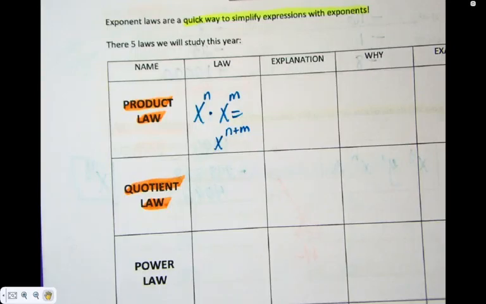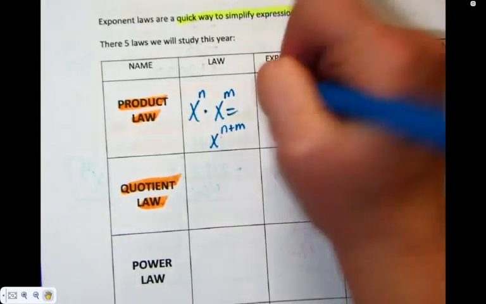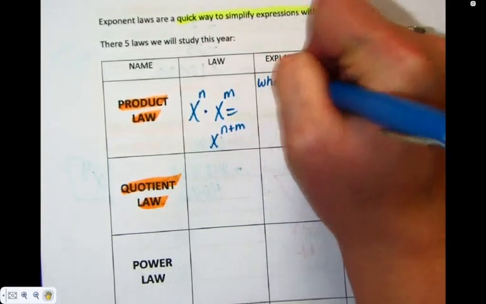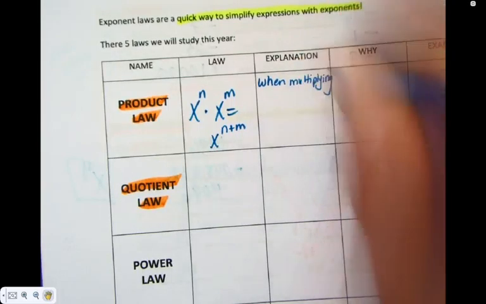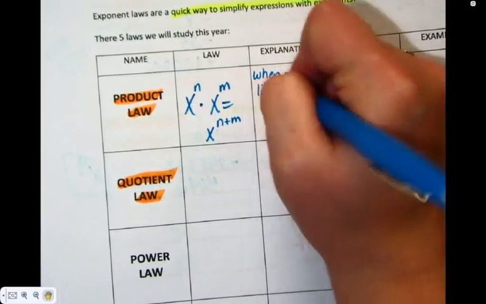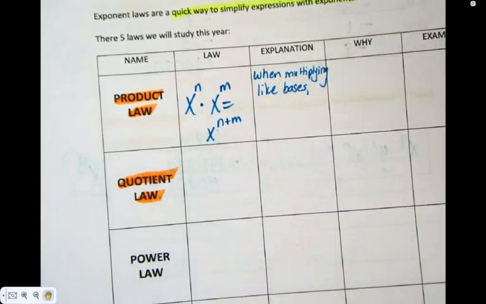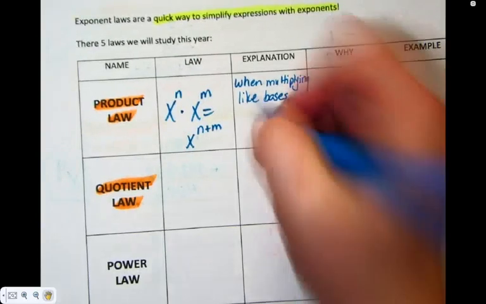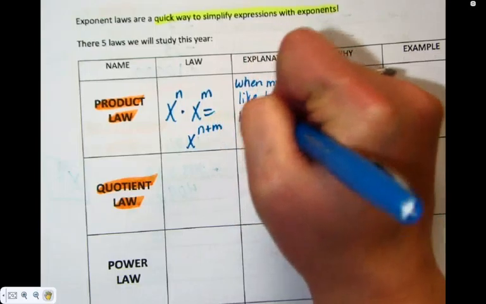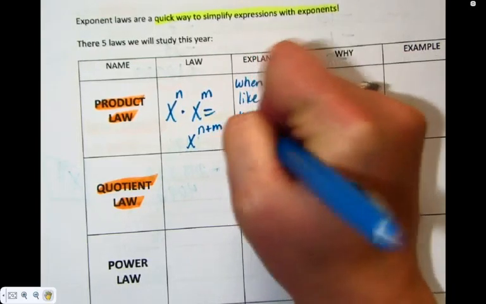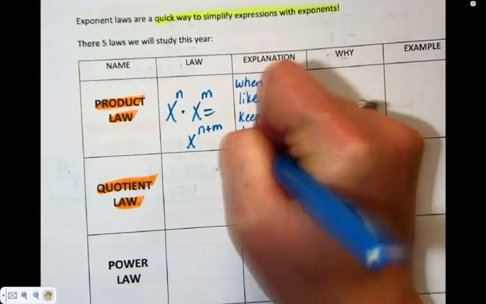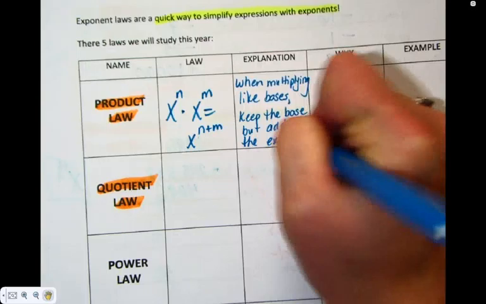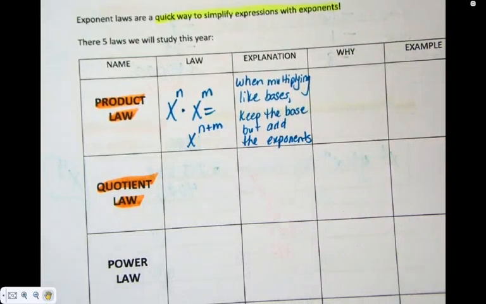Nothing new from polynomials. All we're going to do is stick in bigger numbers now. Here's the explanation, the exact same law in words if you're a wordy person. When multiplying like bases, keep the base, but add the exponents.